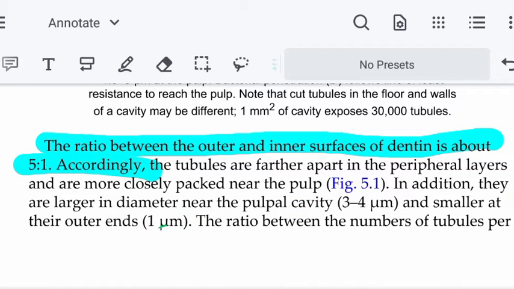Okay. In addition, they are large in diameter near the pulpal cavity. So I told you, near the pulpal cavity they are larger in diameter, that is 3 to 4 micrometers, and smaller at their outer ends near the dentino-enamel junction. These dentinal tubules are smaller in diameter, that is 1 micrometer.